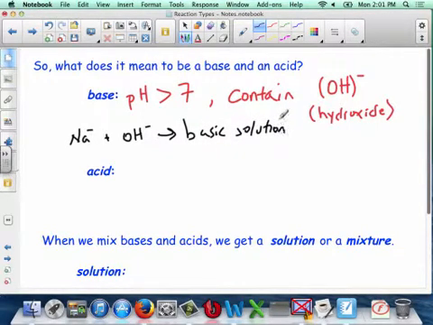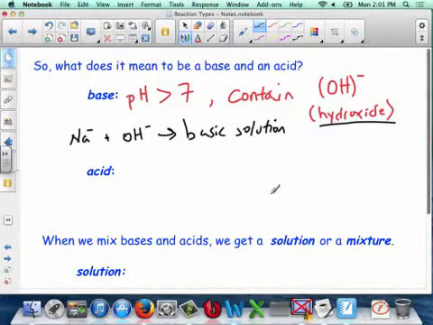Basic not as in simple, but basic as in the pH. If we were to take a pH strip and measure the pH after we dissolve that sodium hydroxide, we would see that the pH would be somewhere between 8 and 14. That's because of the presence of the hydroxide ion. That's what I want you guys to know. Bases have hydroxide, the OH.